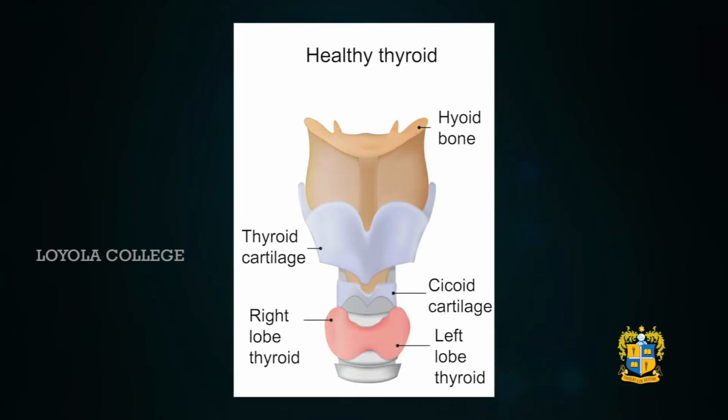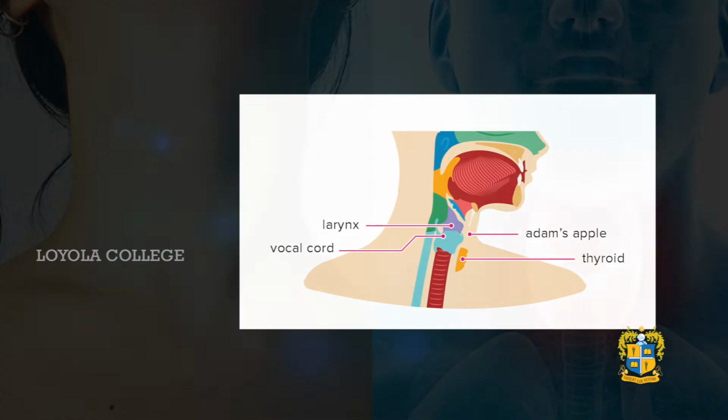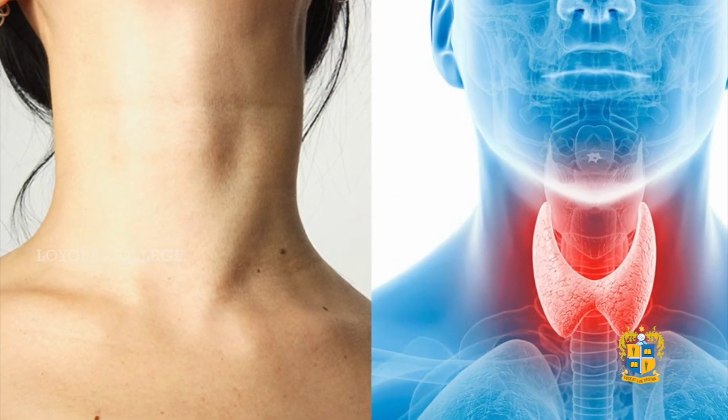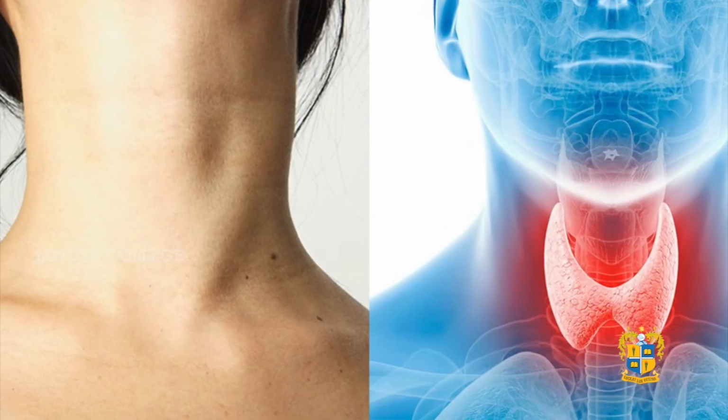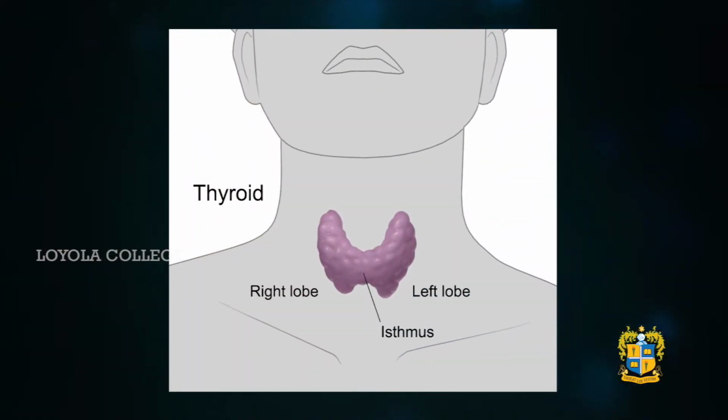It lies in front of the throat below the posterior part of the thyroid cartilage, also called Adam's apple. The two lobes of thyroid gland lie on either side of the windpipe and are usually connected by a strip of thyroid tissue known as isthmus.